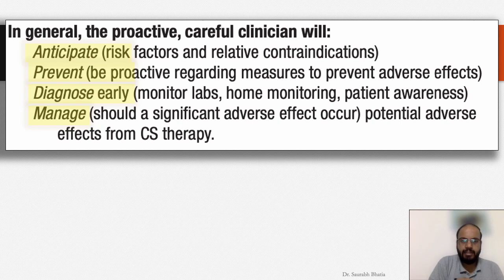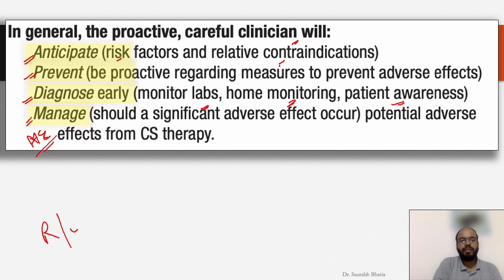In general, and this is one of the important boxes, a proactive and careful clinician will always anticipate the risk factors, know what the risk factors are, know what the contraindications are. Prevent, that means keep on monitoring and measuring these parameters and finding out whether they go out of hand. Diagnose early: you do all the lab tests, home monitoring of these parameters, tell the patient what to expect, and then manage. So when the adverse events occur, you are in a better position to manage.